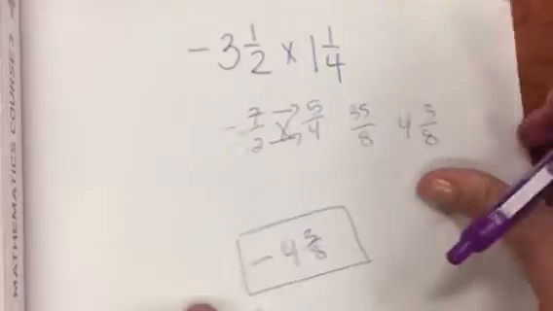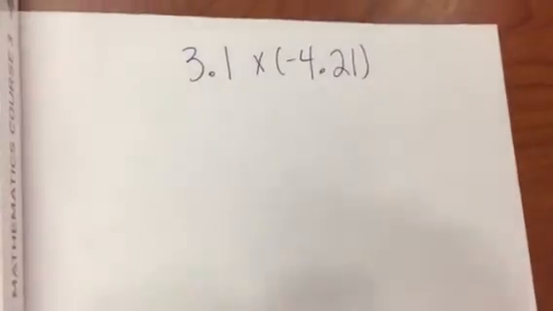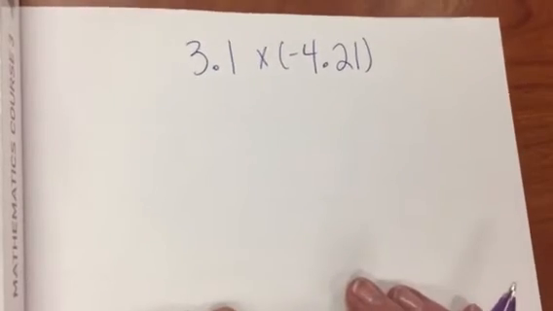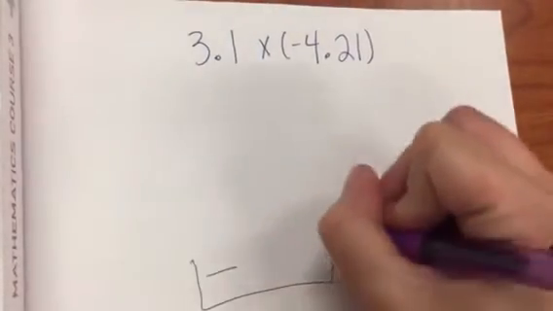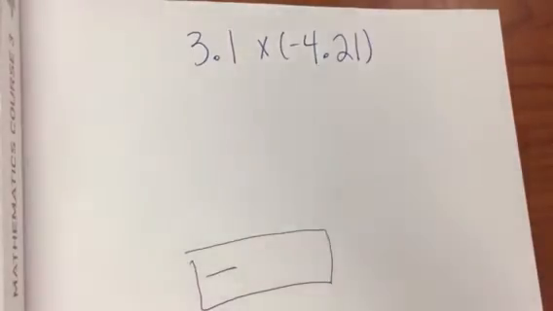All right, that was pretty easy. Let's try multiplying some decimals. 3.1 times negative 4.21. So first things first: same sign or different sign? Different. So your outcome is going to be negative. So I'm going to create my box.